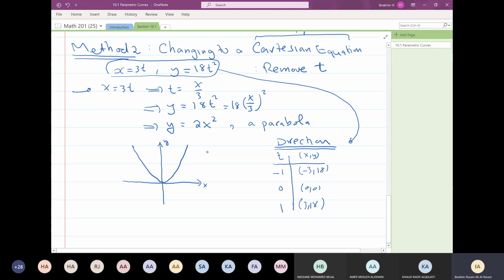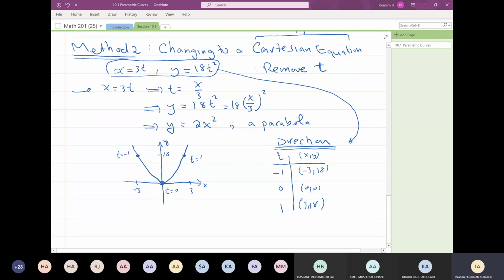Now in this graph, where is -3, 18? This is -3, and this is 18. So this is t equals -1. At t equals -1, we are here. Now at 0, 0, this is t equal to 0. 3, 18, this is 3, 18. And this is when t equals 1.